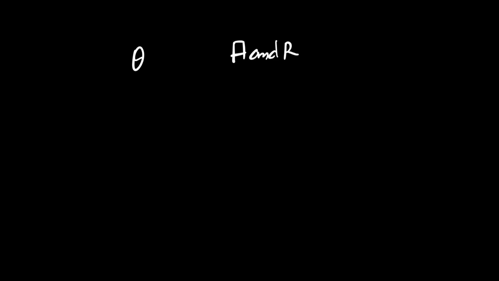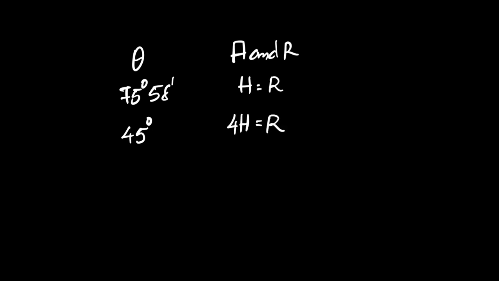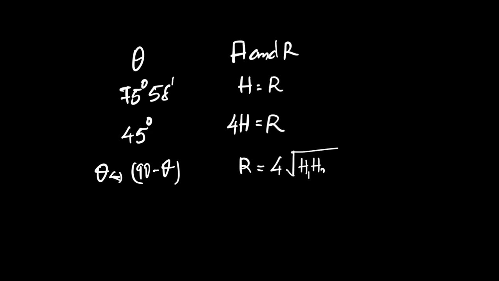And if we try to understand this as a table, we have got theta and the relationship between h and r. So, when theta is equal to 75 degrees and 58 minutes, what we get is h is equal to r. When theta is 45 degrees, what we get is 4h is equal to r. And when the two projectiles are fired at theta and 90 minus theta, what is the relationship between them? We have r is equal to 4 into root of h1 h2.